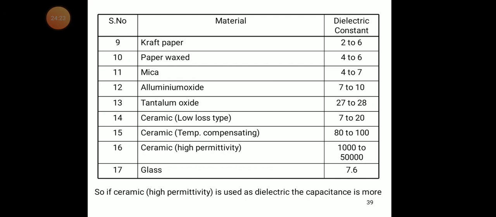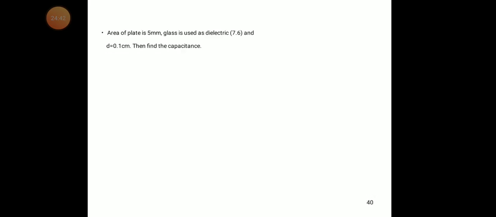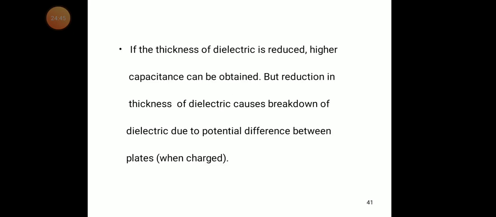If you use glass, that is 7.6. So from all these dielectric constants, if ceramic high permittivity is used as dielectric, the capacitance is more. We need to know all these dielectric constants of the different materials. Whenever we are manufacturing, it is useful.